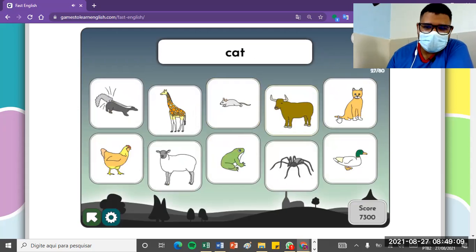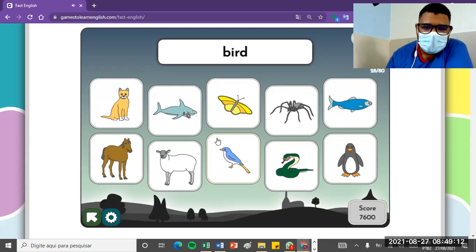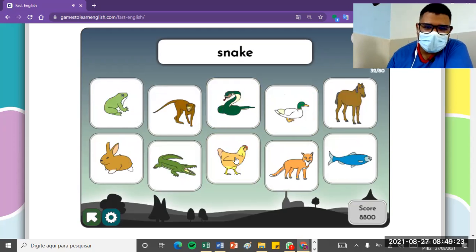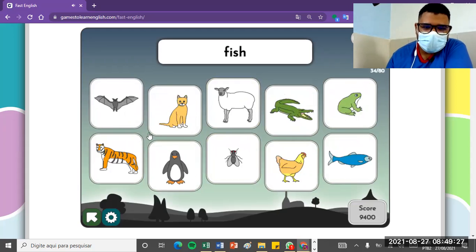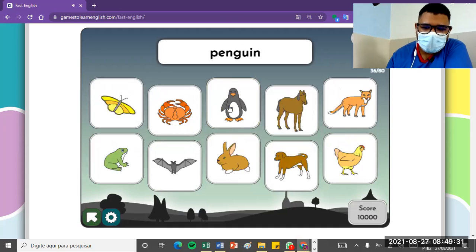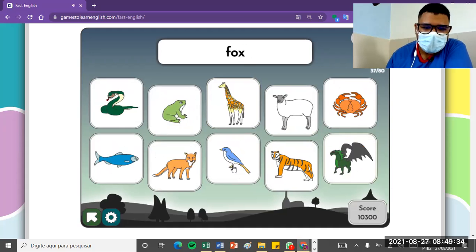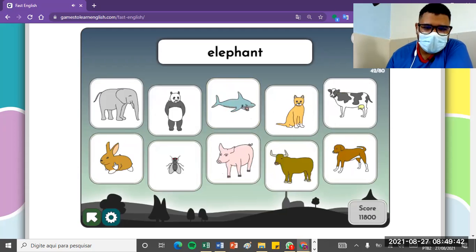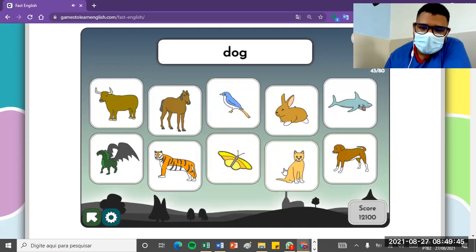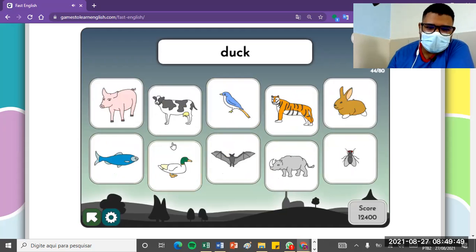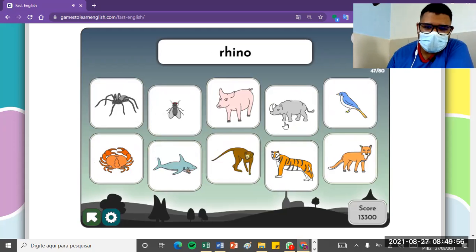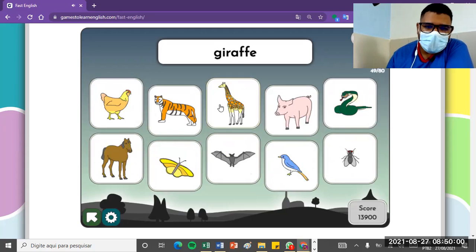Cat. Bird. Bird again, coming again. Bird, where are you? Here. Monkey. Skunk. Skunk, where? I've never seen a skunk. Maybe fly. Snake. Rhino. Rhinoceros. Fish. Bull. Penguin. Fox. Bat. Crab. Cow. Elephant. Dog. And there's a dog here. Duck. Sheep. Chicken. Rhinoceros. Yeah. Fly. Giraffe. Butterfly.